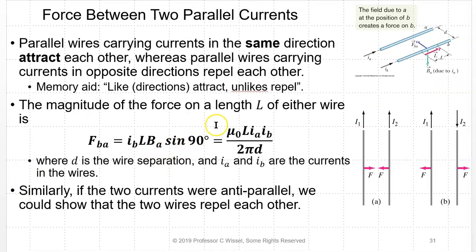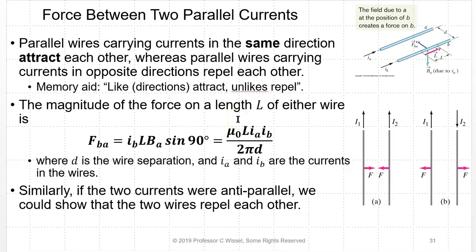Now, parallel wires carrying currents in the same direction attract each other, whereas parallel wires carrying currents in the opposite direction repel. Memory aid for this is: likes attract, unlikes repel. Now be careful, this is different from the normal thing with like charges. It's different from that, so be careful with that.